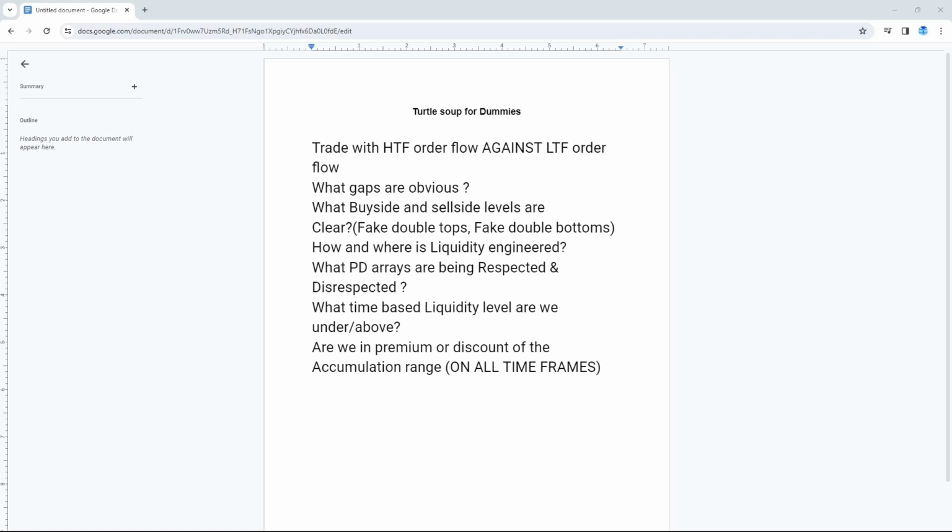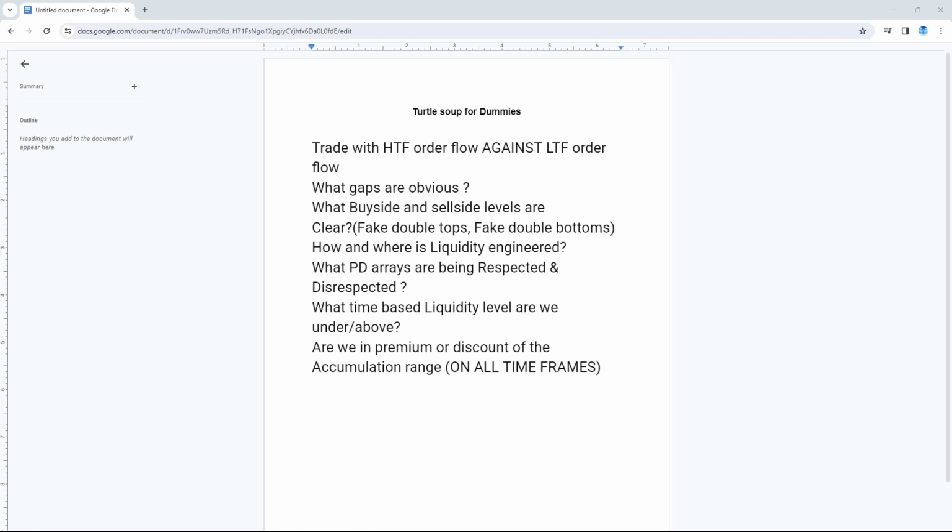We're going to ask ourselves what gaps are obvious, what buy side and sell side levels are clear, such as fake double tops, fake double bottoms. Okay, we're going to ask how and where is liquidity engineered, what PD arrays are being respected and disrespected, what time-based liquidities are we under or above. Okay, are we also in a premium or a discount of the accumulation range?